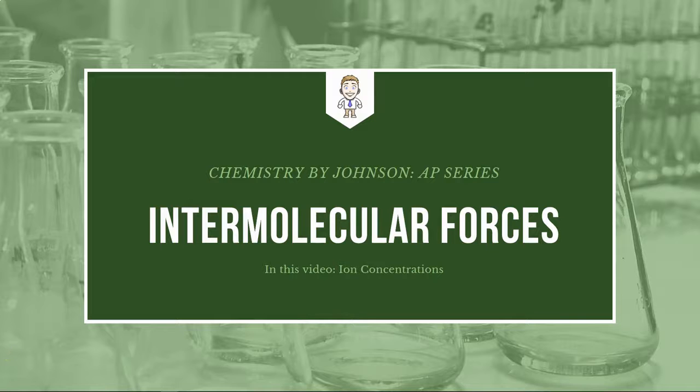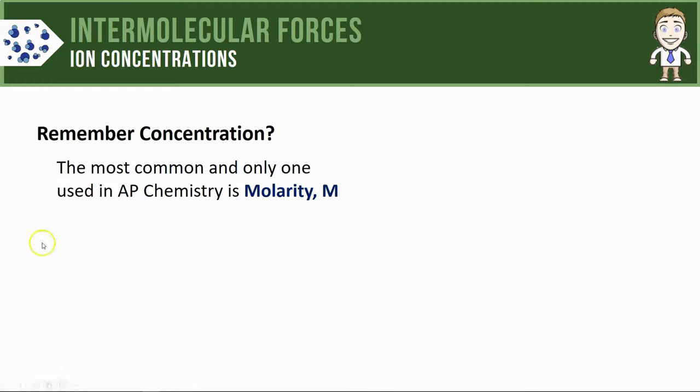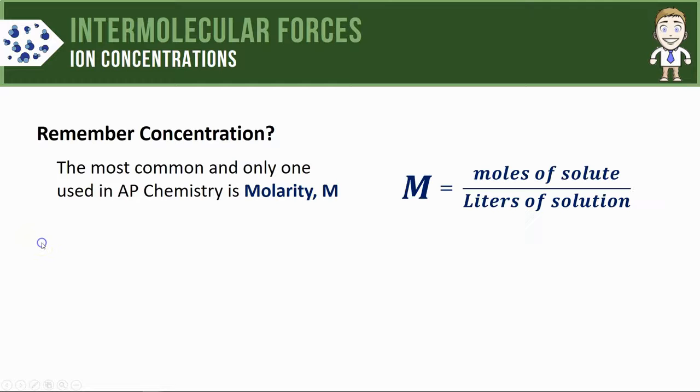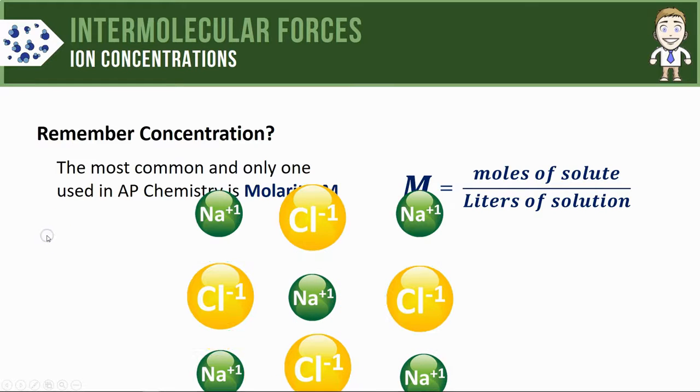Hey everyone, in this AP Chem series video, we'll take a look at the ion concentrations that form when your solution has an ionic solute. First, remember that for solution concentration in AP chemistry, the only one we have to know about is molarity, moles of solute divided by liters of solution. In this video, we'll take a look at some special considerations related to molarity that you'll have to pay attention to when your solute is an ionic solid that dissolves and splits into two different types of ions.